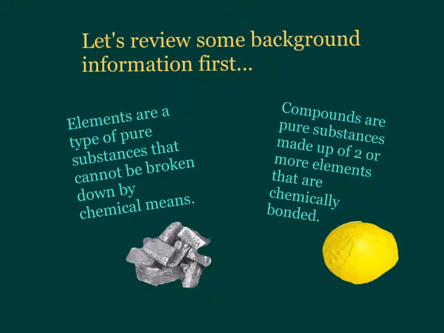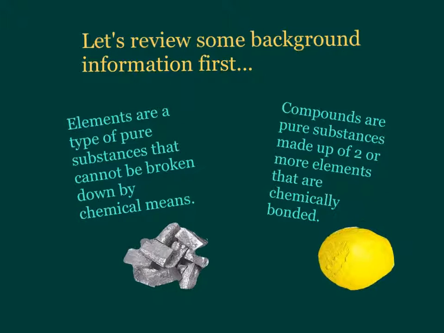Let's review some background information first. Elements are a type of pure substances that cannot be broken down by chemical means. An example is cobalt. Compounds are pure substances made up of two or more elements that are chemically bonded. An example is sulfur sulfate.